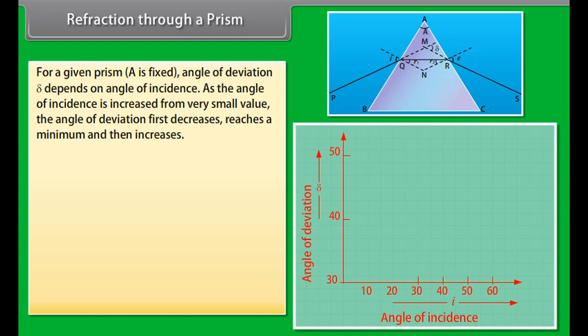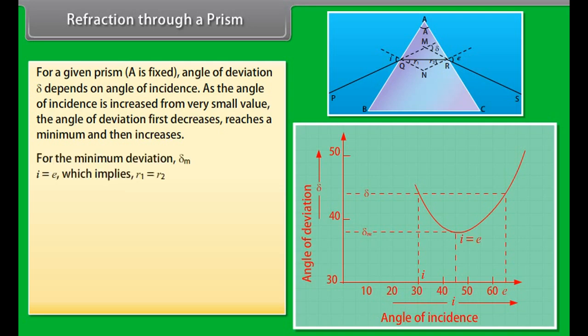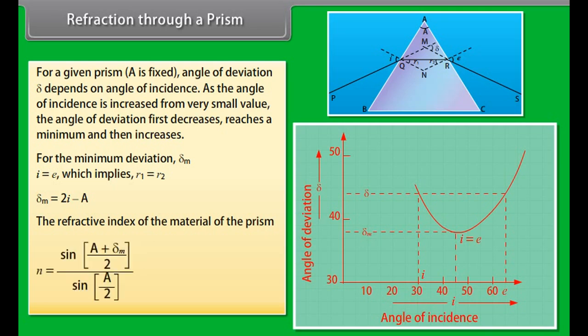As the angle of incidence is increased from a very small value, the angle of deviation first decreases, reaches a minimum, and then increases. For the minimum deviation, i is equal to e, which implies r1 is equal to r2. Delta minimum is equal to 2i minus A. The refractive index of the material of the prism, n, is equal to sine of (A plus delta minimum) by 2 divided by sine of A by 2.